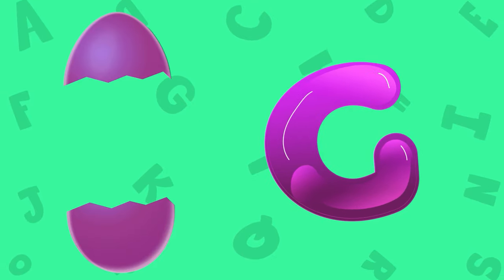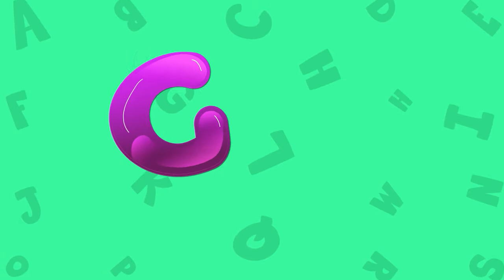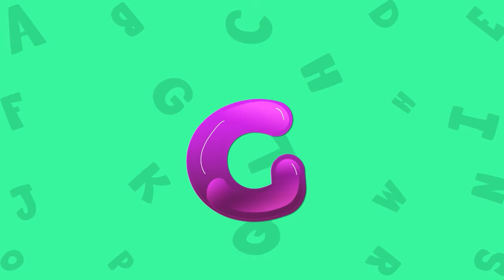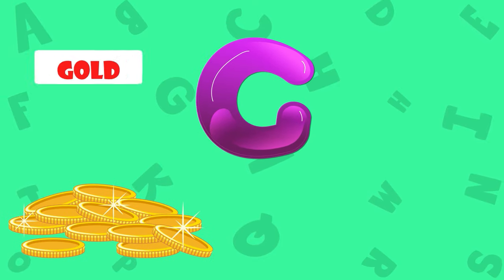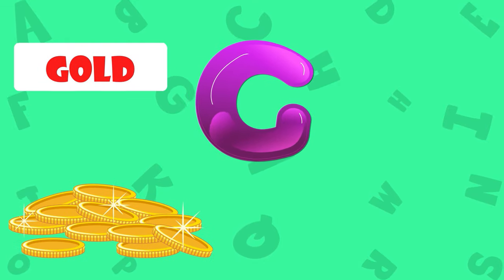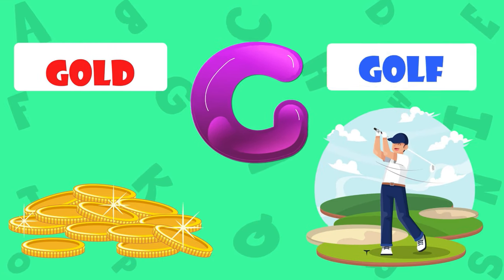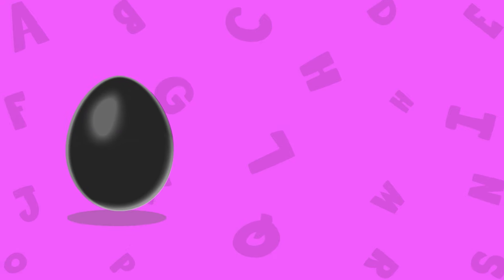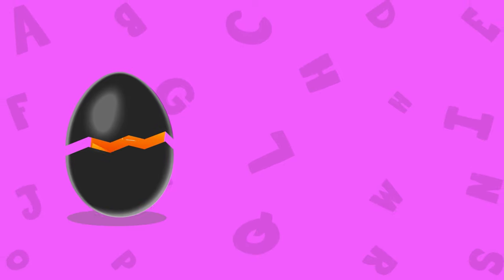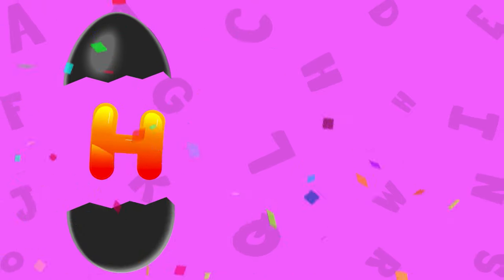Inside the violet egg, there is the letter G. G is for gold. G is for golf. Now let's open the black egg and see what's inside. Open, open, open! Surprise! It's the letter H.